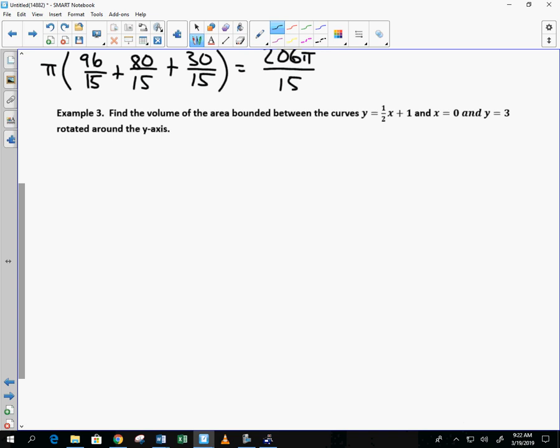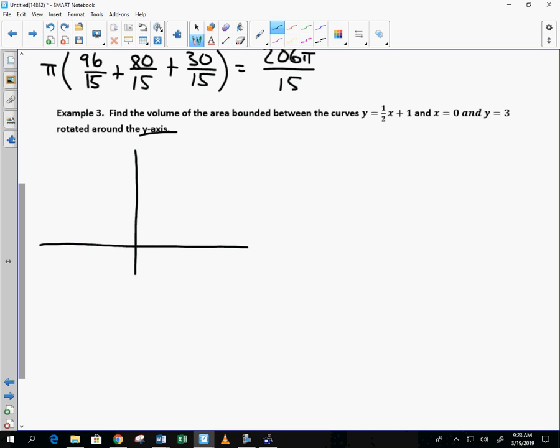All right. Find the volume of the area bounded between the curves y equals 1 half x plus 1, x equals 0, y equals 3, rotated around the y axis. What's different? I heard a groan. I heard a few groans. It's around the y axis. That's what's different. Let's think about it. You love dy. It's like your thing. Good for you. Okay.